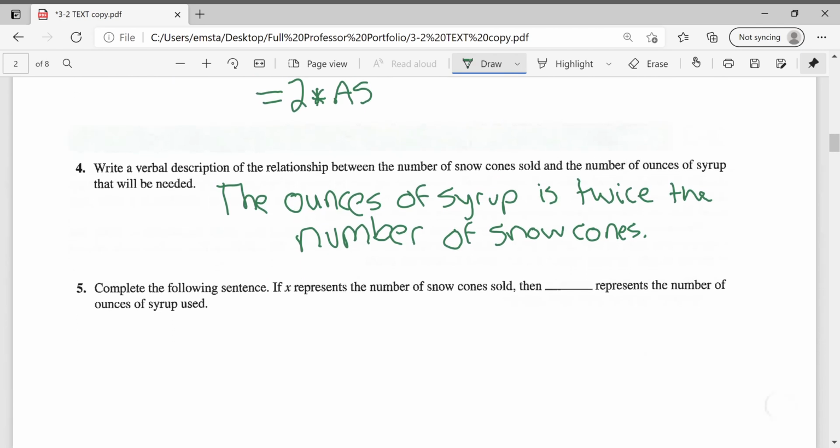Problem number 5 then says complete the following sentence. If X represents the number of snow cones, what represents the amount of syrup used? Well, if X is the number of snow cones, then 2X, or 2 times X, is going to represent the amount of syrup I need.